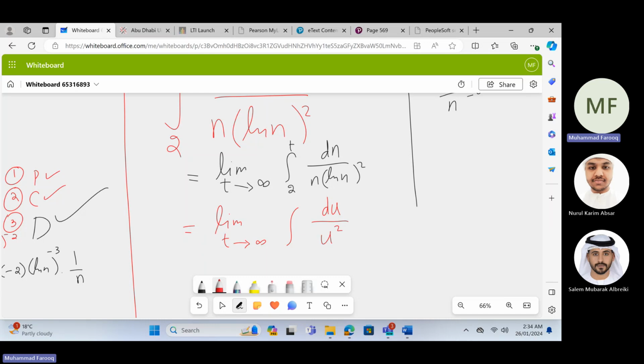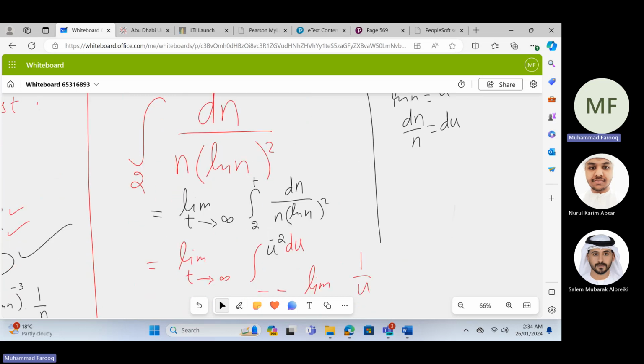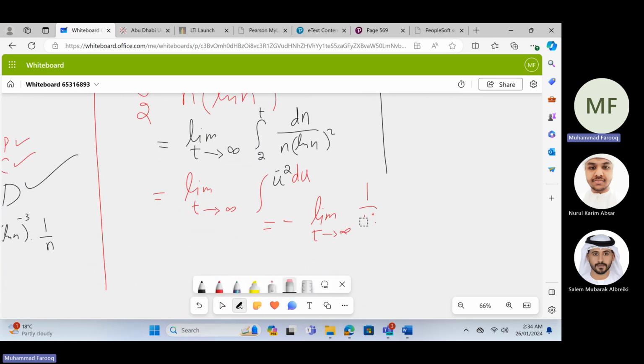How to integrate? Take it out, it becomes negative, and use the power rule of integration: n plus 1 over n plus 1. So it is basically negative 1 over u. I took the negative sign outside of the limit. What is u? u is ln n. Very nice. So use ln n, and tell me the limits, from where to where? From 2 to t. Very good.